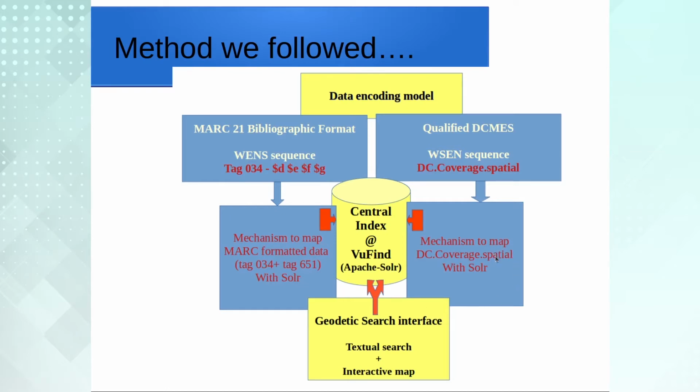The same mechanism we followed in case of DC encoded data: dc.coverage.spatial and then link with the Solr. So, finally, in this geodetic search interface, the data may be coming from the Apache Solr retrieval engine, and it is supported by both textual search as well as interactive map.